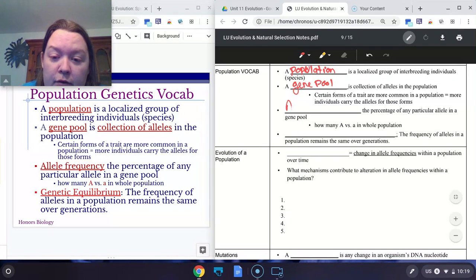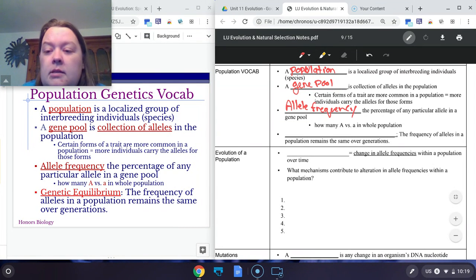Now, the allele frequency is the percentage of any particular allele in the gene pool. So how many capital A's versus how many lowercase a's there are in a population. The gene pool would be the collection of different alleles in a population. So the gene pool for hair color would be all the different hair colors: brown, red, black, blonde, dirty blonde, whatever you could think of. And the allele frequency would be the frequency of alleles for brown hair, the frequency of alleles for blonde hair. That would be allele frequency.